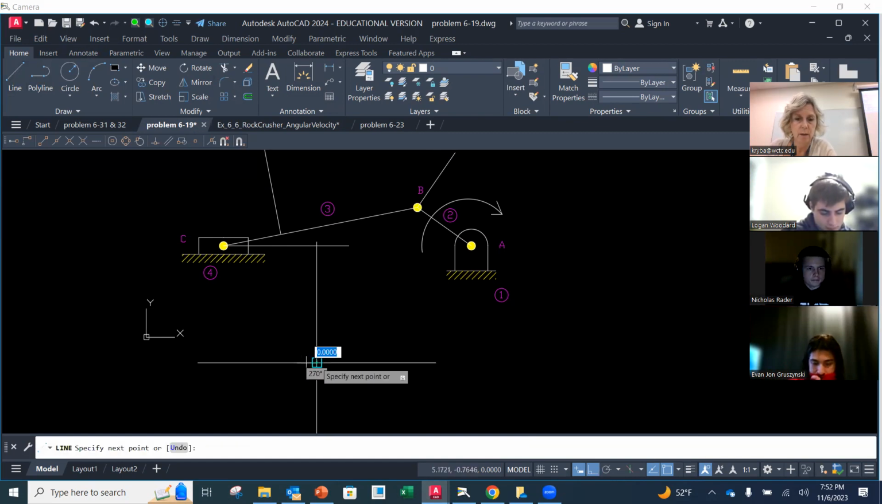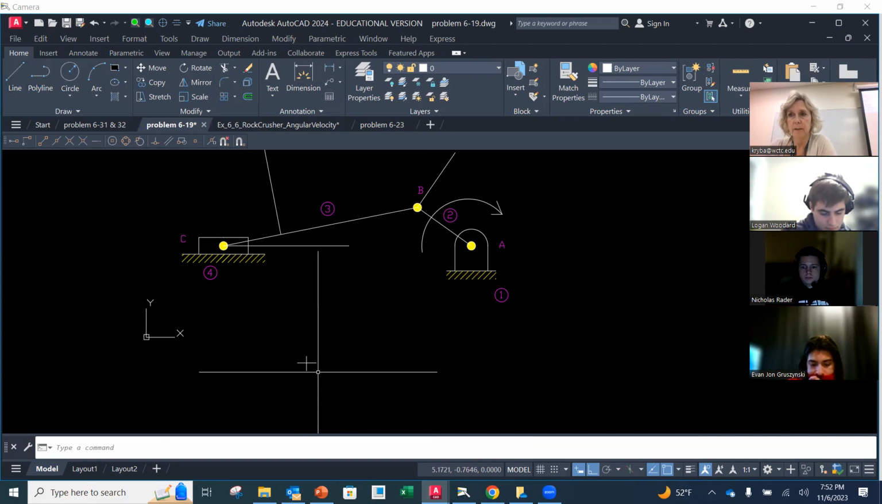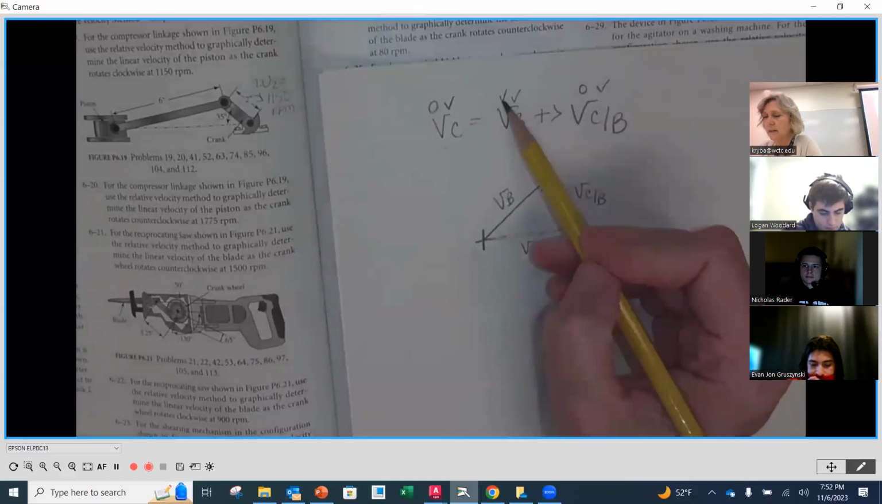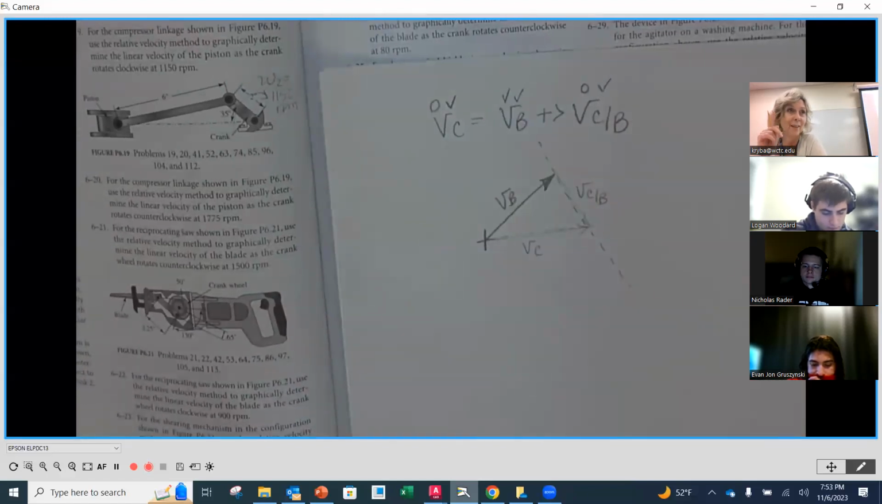And we're going to go horizontally here. Now, my first vector is going to be vector B. All right. And back over here, we said we know the magnitude and a direction, but we actually need to calculate the magnitude. All right. How am I going to calculate the magnitude of the velocity of B?